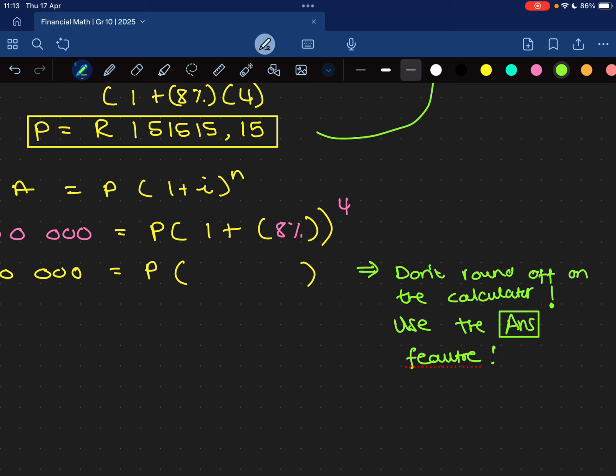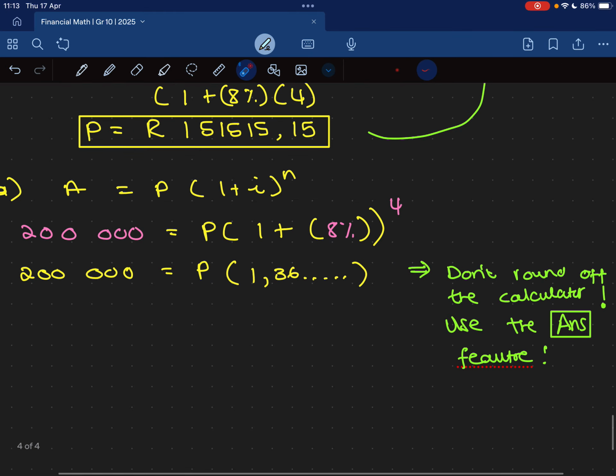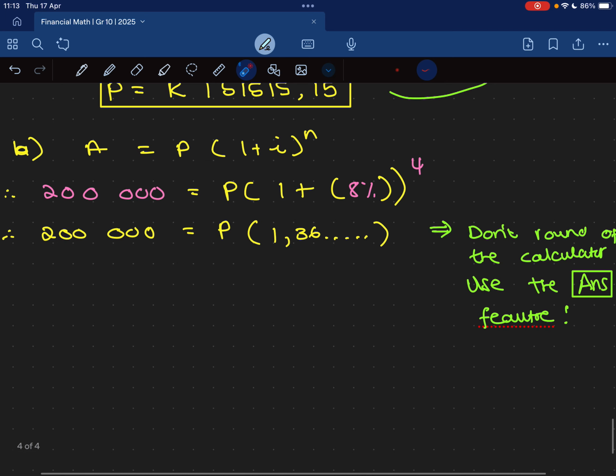So if you put this on your calculator, you'll say 1 plus 8%. Don't forget to put the brackets, all to the power of 4. Make sure you do this on your calculator. Then you'll get 1.36, and it continues. So you can write that like this. You can write it in this format. It's perfectly fine. But do not round off.